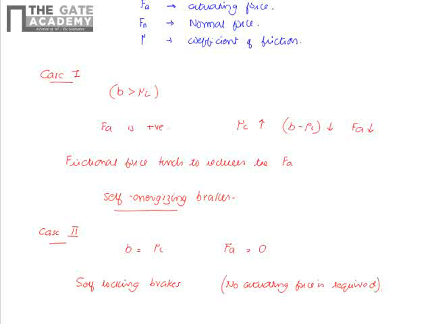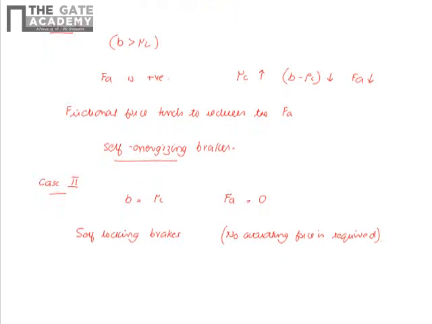In this case, no actuating force is required to bring the body to rest. It will automatically come to rest because of this frictional force. Such kind of brake is called a self-locking brake. Therefore, for the condition of self-locking, B should be equal to mu c, and for self-energizing, B should be greater than mu c. And the third case is the most dangerous case, where B becomes less than mu c.